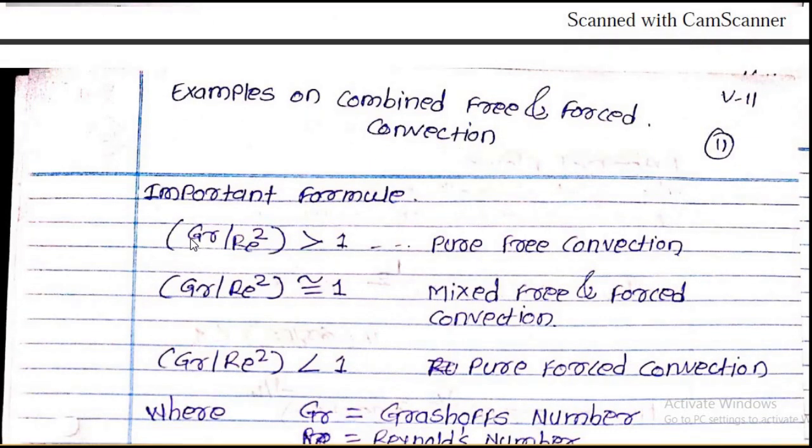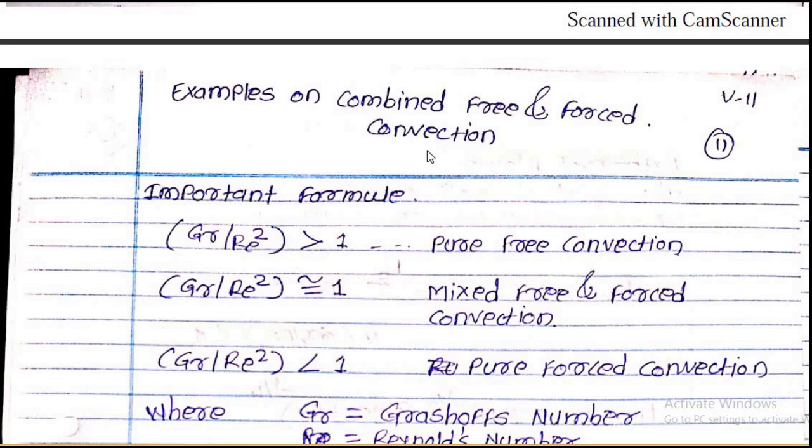Okay, so next we'll move towards examples on combined free and forced convection. We have already discussed that at very low velocity both heat transfer phenomena, forced convection heat transfer and natural convection heat transfer, play a very important role in transferring heat from the surface to the fluid or fluid to the surface. So in that case we have to consider both natural convection heat transfer and forced convection heat transfer. This is called combined free and forced convection heat transfer.